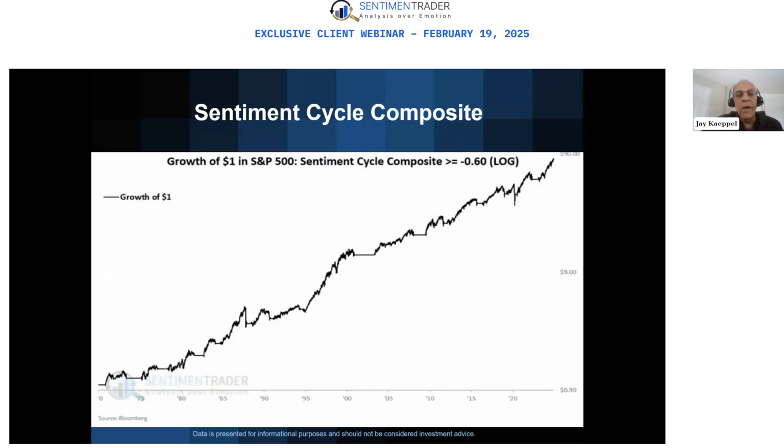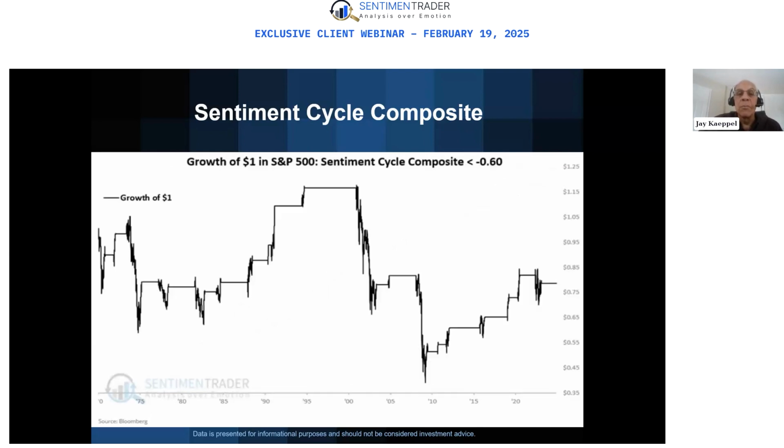Why do I say that? Well, this goes back into the early 70s, the hypothetical growth of $1 invested in the S&P 500 only when this composite index is above minus 0.60. And what do you notice about this line? Lower left to upper right. That's what I always like to see. There are some sell-offs along the way. It's not perfect, but lower left to upper right gives us good confidence that the market will be bullish.